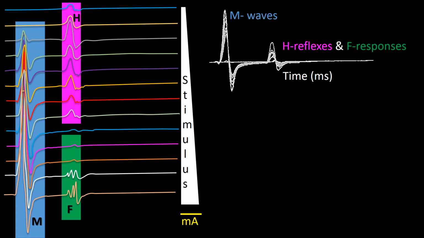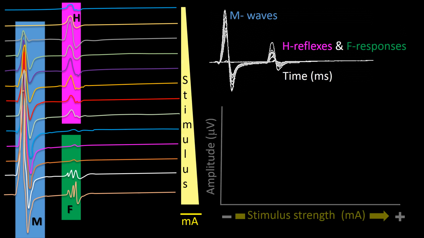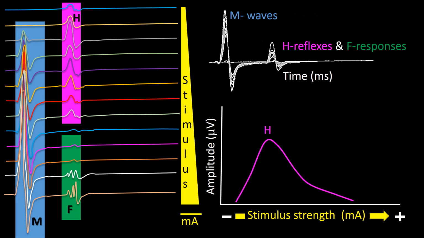As you can see, the H wave or reflex and the F wave coincide in time. And in the new graph at the bottom, you can see the correlation between amplitude and stimulus intensity. Each wave starts with least stimulus and achieves a certain amplitude and then decays.